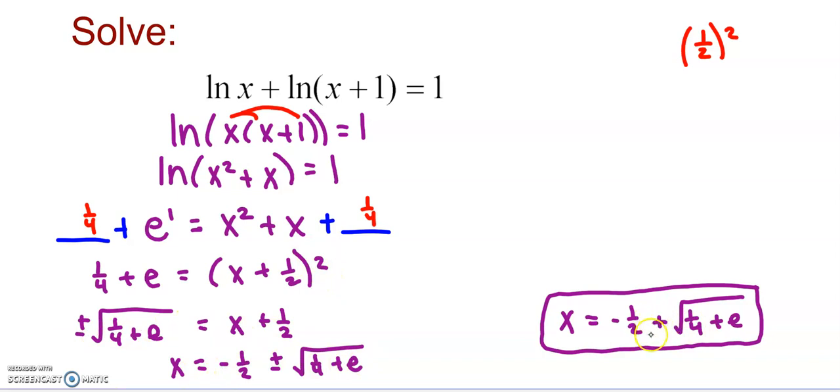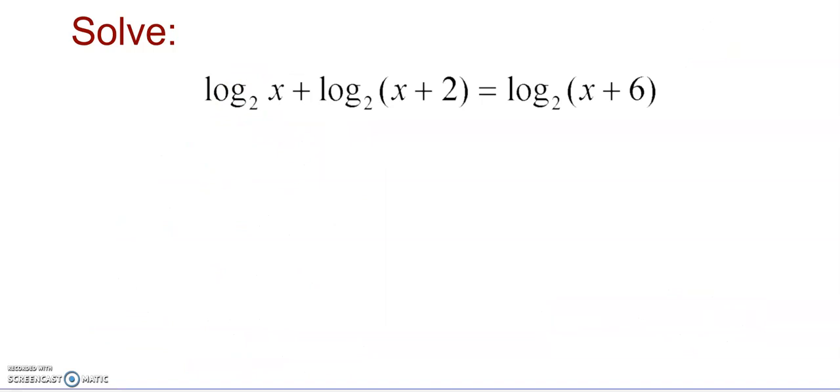Now keep in mind that for my final solution, I only list the positive one, -1/2 plus the square root of 1/4 plus e. And similar to the previous one, it's just because the negative one would make this extraneous. All right, let's have you guys try this one. Go ahead and put me on pause.